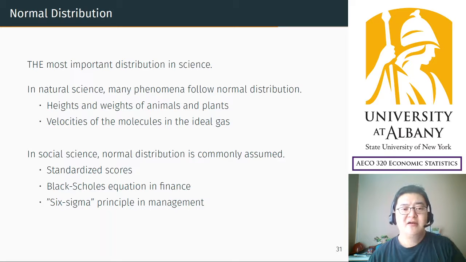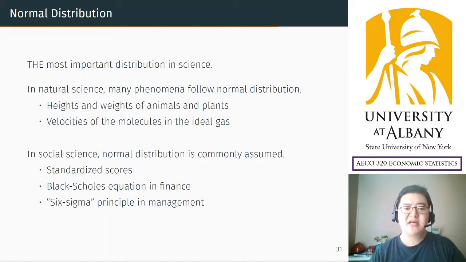And examples. Interestingly, many phenomena in natural science follow a normal distribution, like heights and weights of animals and plants are amazingly close to a normal distribution, normally distributed. And velocities of the molecules in the ideal gas, I don't know what exactly it means, but I saw materials in physics or in chemistry, many distributions are normal.